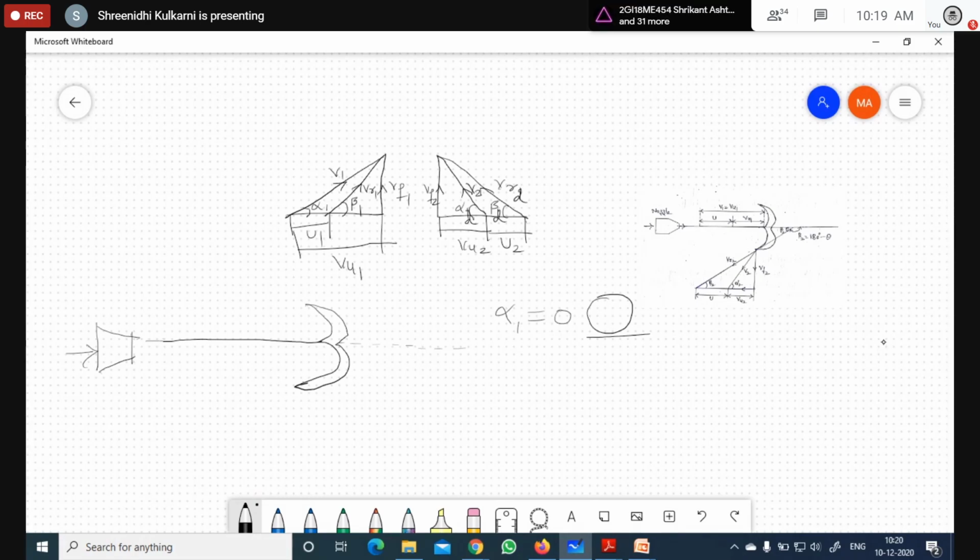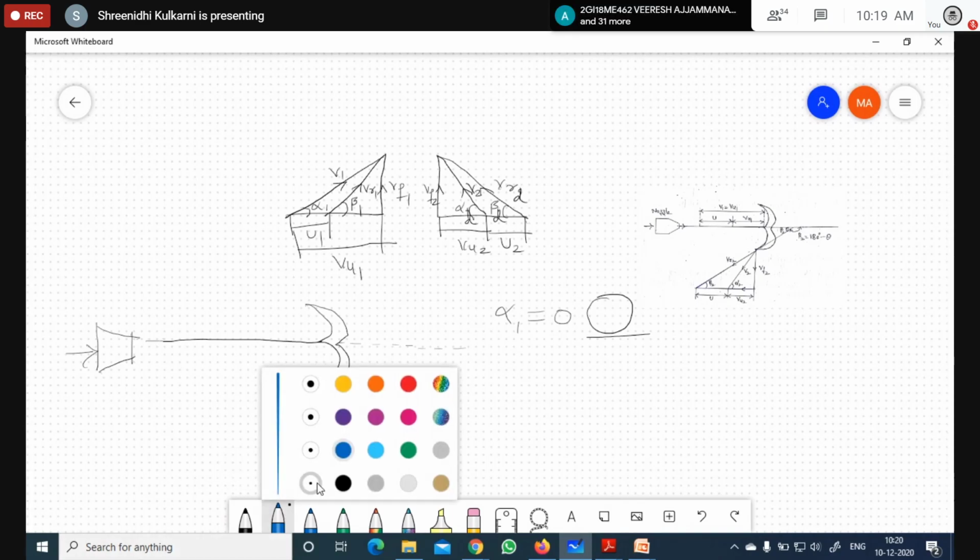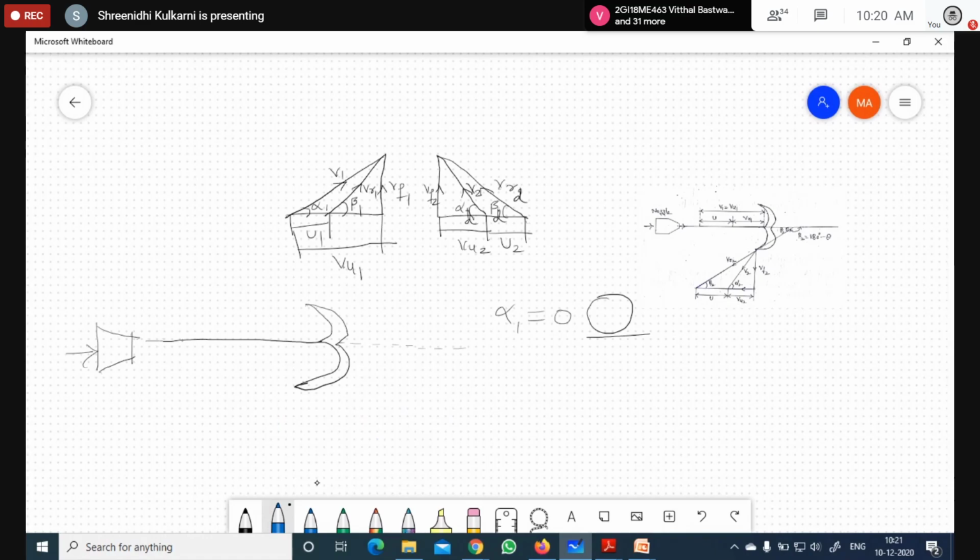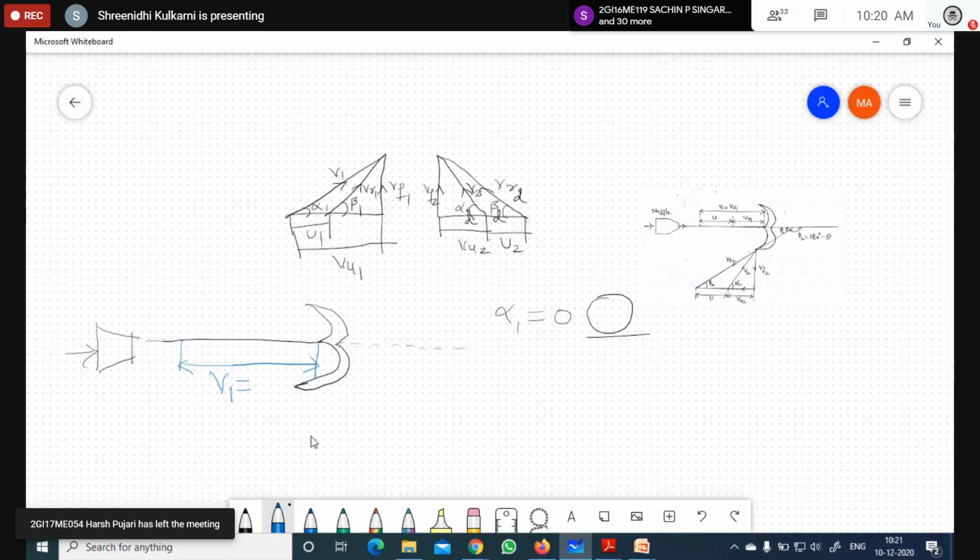So if alpha 1 is 0, V1 will become a straight line. So this complete line, I'll call it V1. Now I have one question.